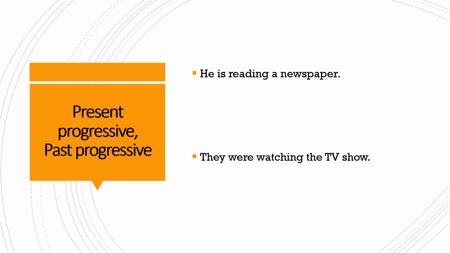Next set of tenses, present progressive and past progressive. You also know this tense as continuous. So don't get irritated by the name. There are different variants. So he is reading a newspaper.